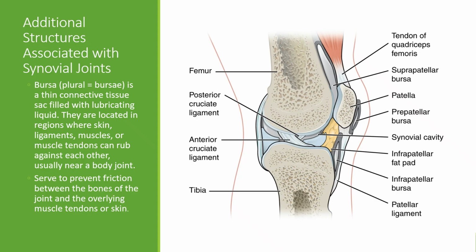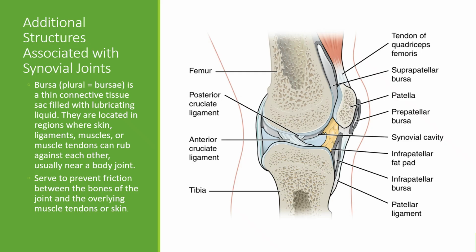Some other things that are associated with synovial joints are the bursa. So you may have heard of bursitis. A bursa is a thin connective tissue sac that's filled with lubricating liquid. I think about them like ball bearings. They're located where you have friction, where you have skin and ligaments or muscles or tendons moving around and rubbing across one another. These little sacs of synovial fluid in between allow that to slide easier. So they prevent friction between the bones of the joint and any overlying muscle, tendon, and skin.